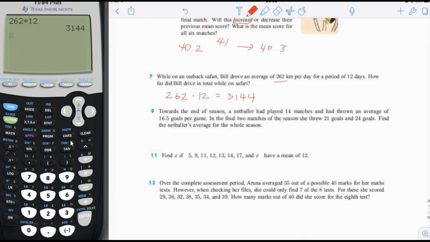Towards the end of the season, a netballer had played 14 matches and had thrown an average of 16.5 goals per game. In the final 2 matches of the season, she threw 21 goals and 24 goals. Find the netballer's average for the whole season.